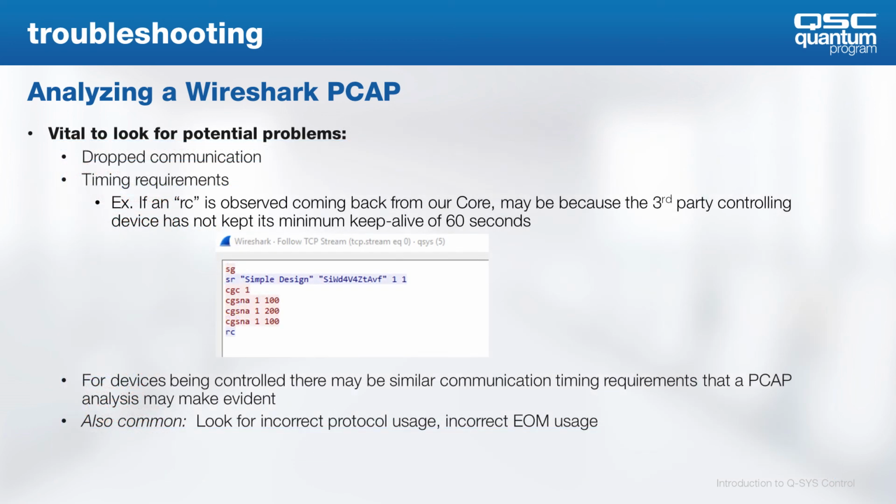Potential problems to look for include dropped packets and timing issues. For example, if you find an RC coming from the core, this usually means the third-party device has not maintained the keep-alive timing of 60 seconds to maintain the IP connection. Other device timing issues can be discovered here, along with issues such as verifying the proper end of message, or EOM, is used.